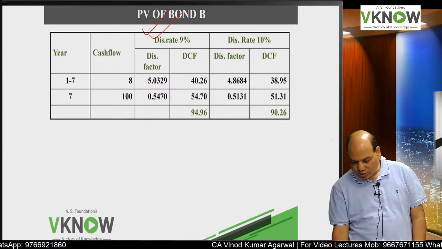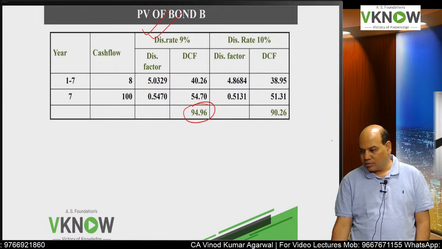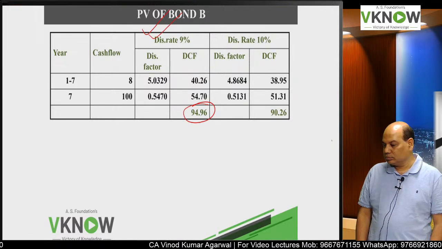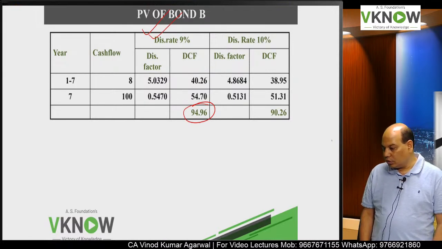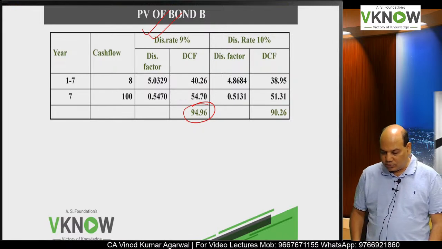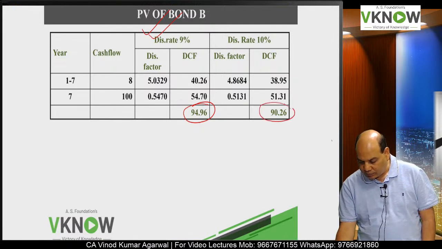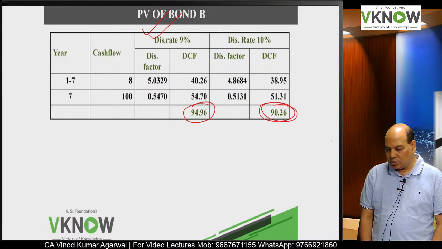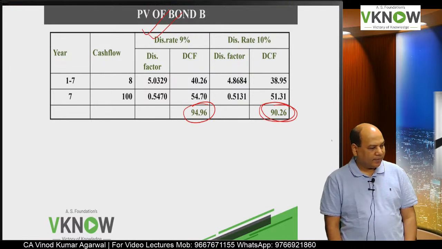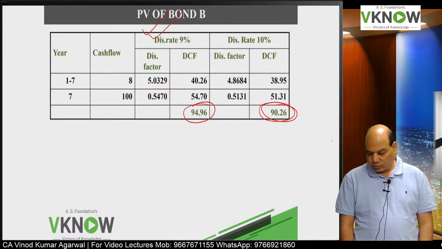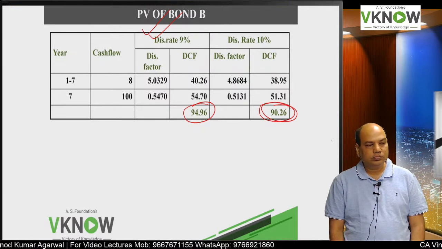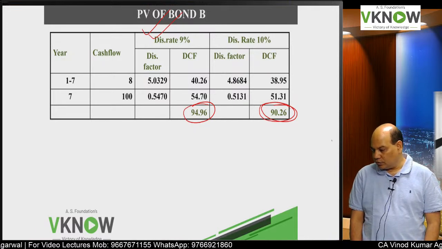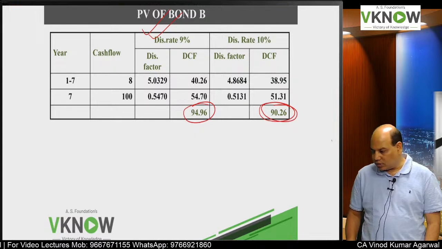Anybody who has done the calculation at 9%, please tell me, is it right? 94.96, is it right? Yes, 94.96. Then you try 10% and check the answer. Is it 90.26? Yes. So all the students have got the same answer.